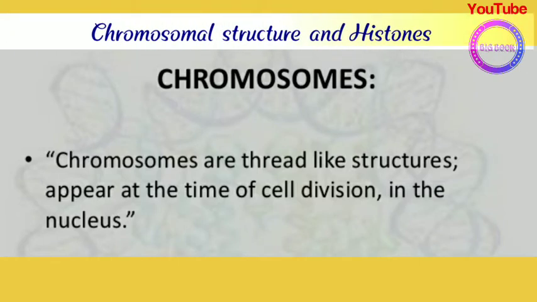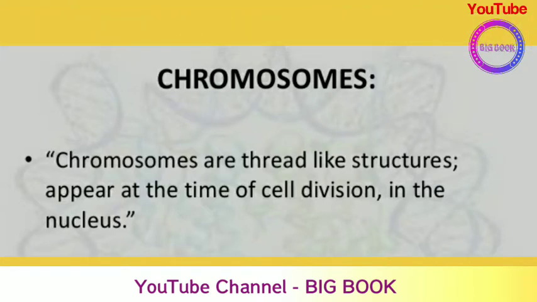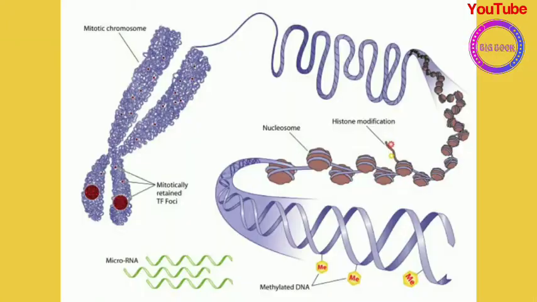Today we are going to discuss chromosomal structure and histones. Chromosomes are thread-like structures that appear in the nucleus at the time of cell division. The following slide shows the detailed structure of chromosomal condensation, or hierarchical condensation, where the DNA forms the nucleosome model, where the histones take part to form a nucleosome model, the nucleosome model forms the scaffold model, and the scaffold model gives rise to the chromosome structures.